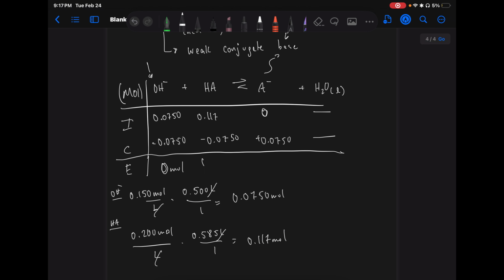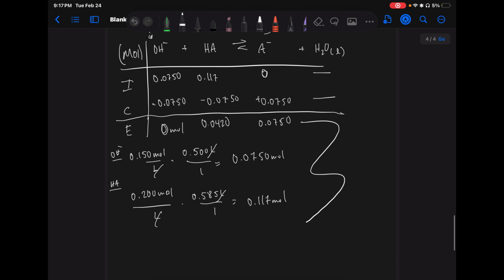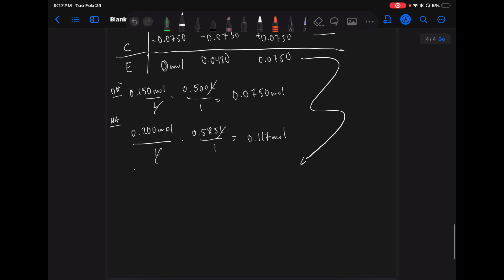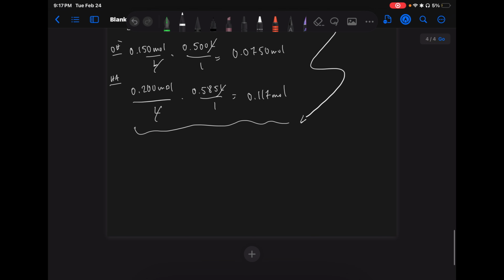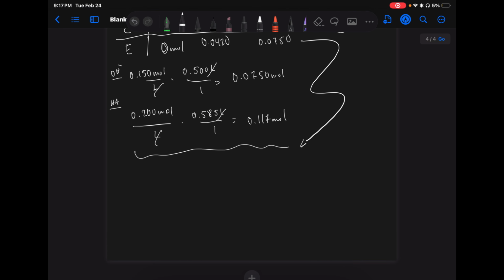Here we're going to have 0.0420 moles of HA, and then we're going to have 0.0750 moles of A-. So that's going to be our equilibrium moles. So now we could just quickly input this into our HH equation. Again, I don't know how many times I said that. I really don't know the name of the equation.